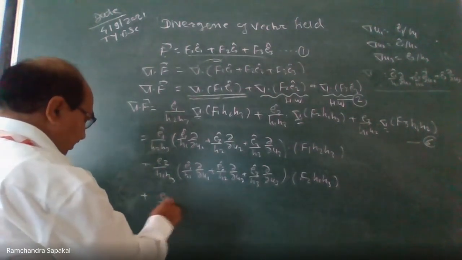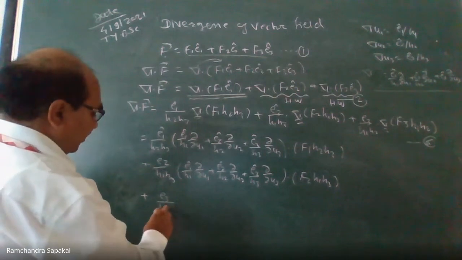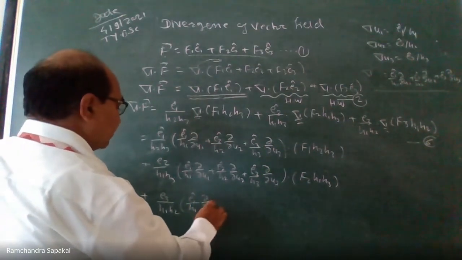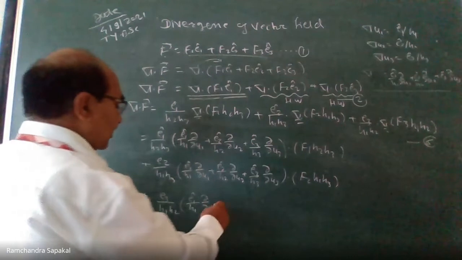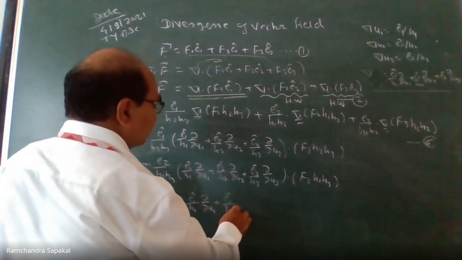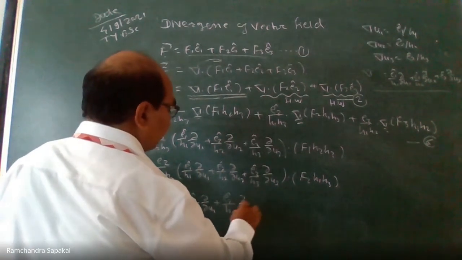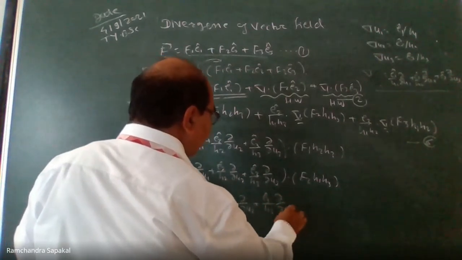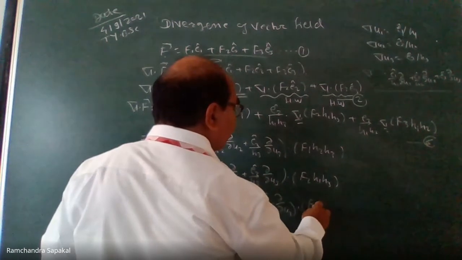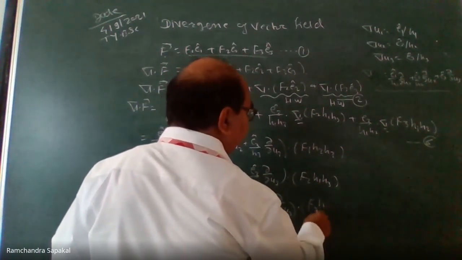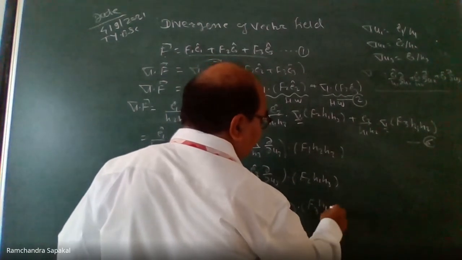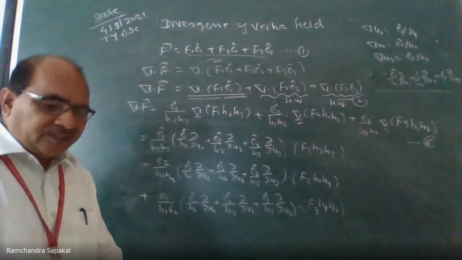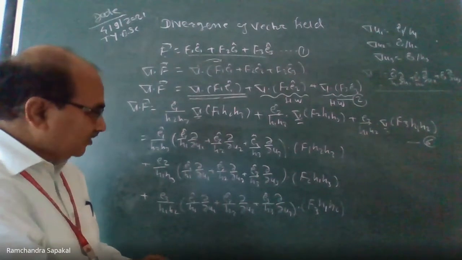E3 upon H1 H2 into the same bracket. So this is E1 upon H1 del by del U1, which operates on everything inside, plus E2 upon H2 del by del U2, plus E3 upon H3 del by del U3, dot F3 H1 H2. Now, what should we do a little here?